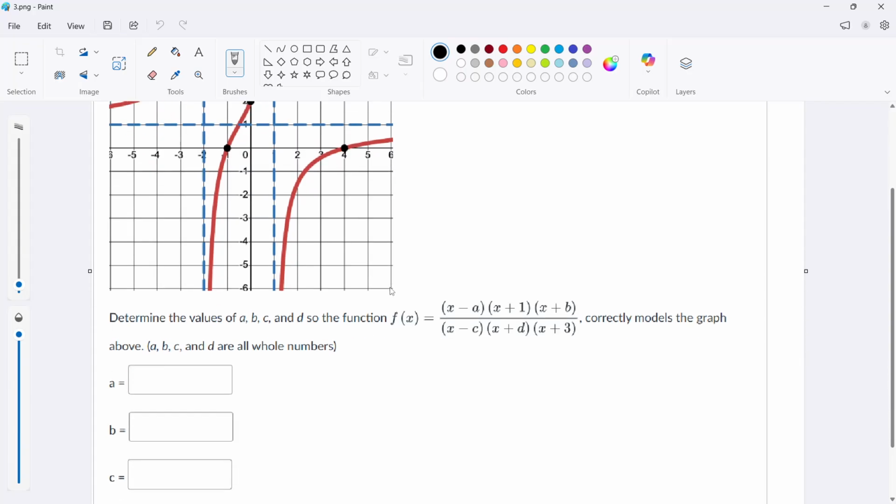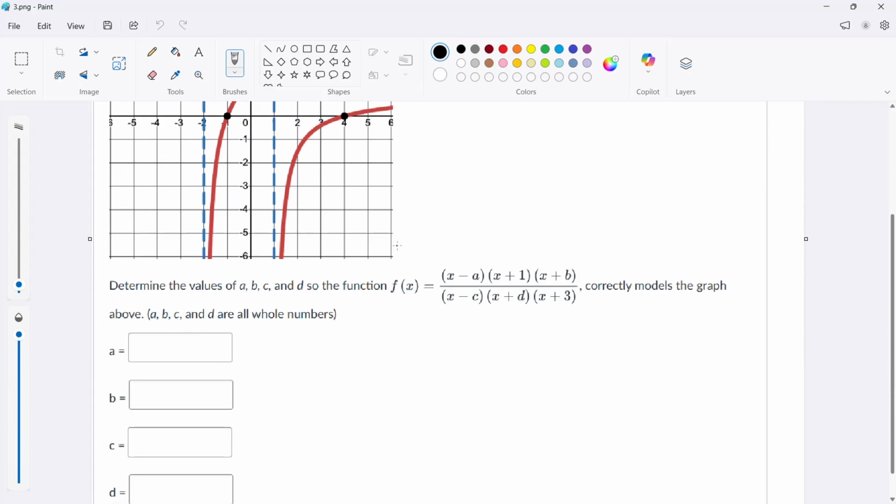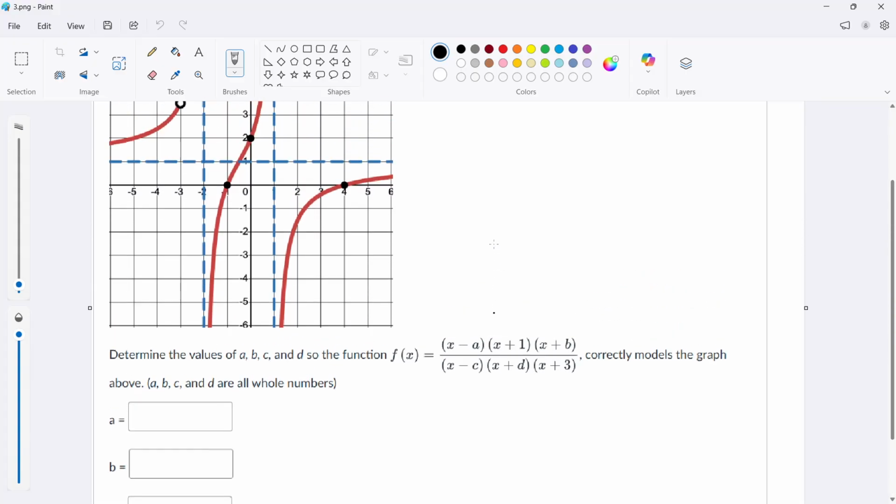See what they tell us for question 3. f of x equals x minus a times x plus 1 times x plus b, divided by x minus c, x plus d, x plus 3, correctly models the graph. Okay, so let me see.